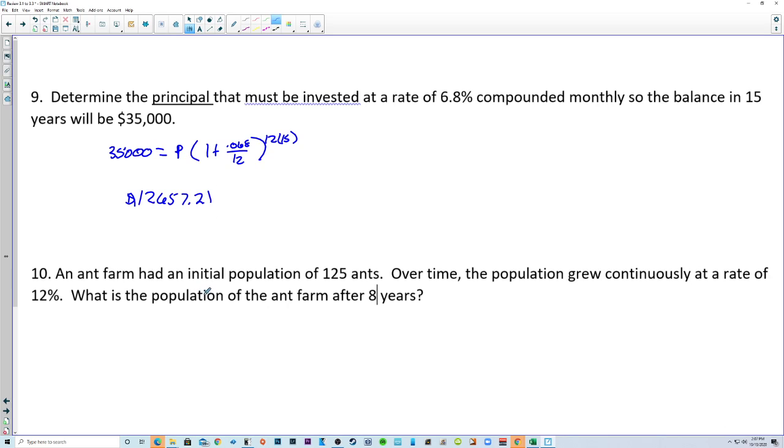An ant farm has an initial population of 124 ants. Over time, the population grew continuously at a rate of 12%. What is the population of the ant farm after 8 years?